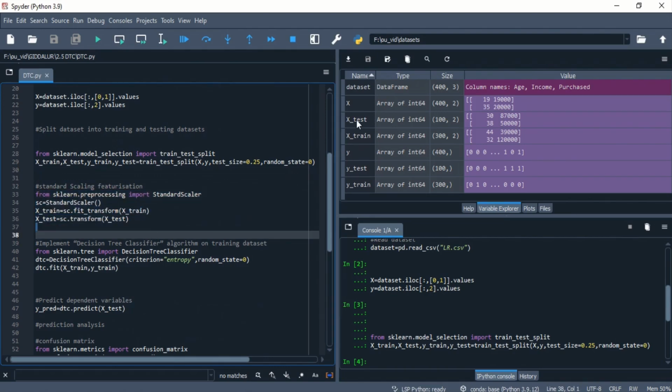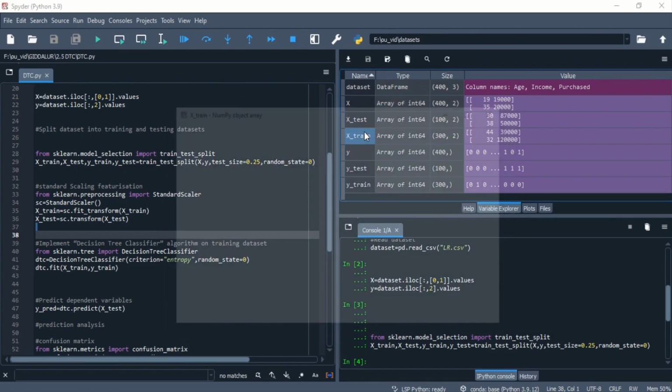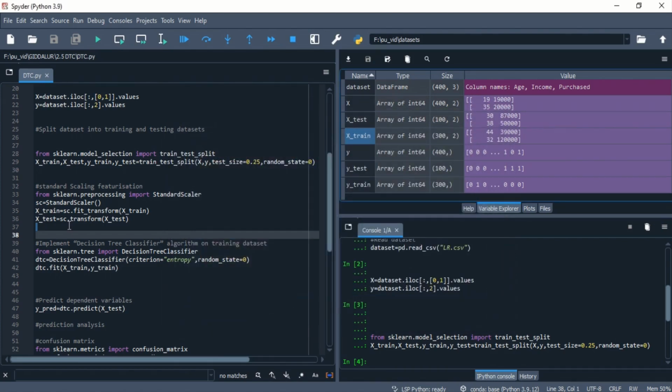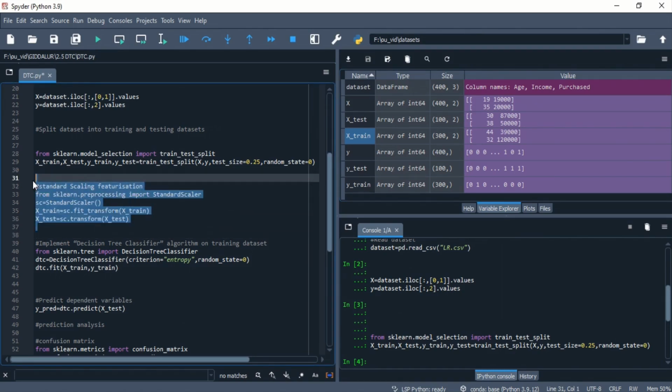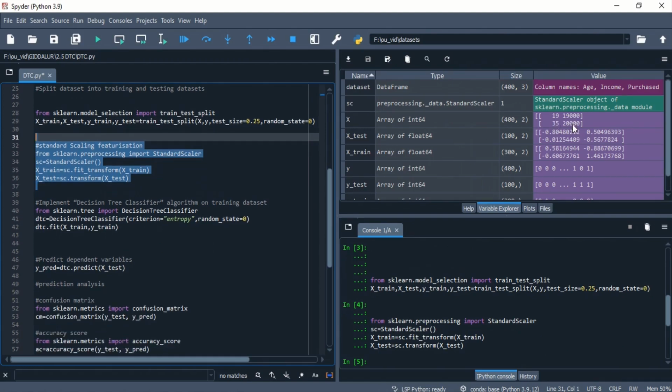Now we can see that in the independent variables there are two columns, one is age and another one is income of the employee, and there is a huge difference between both of them. So in order to bring them down, we are using standard scaling. Let me execute this. It has been successfully executed. Now the difference has been reduced.